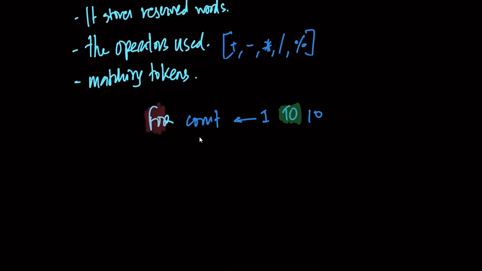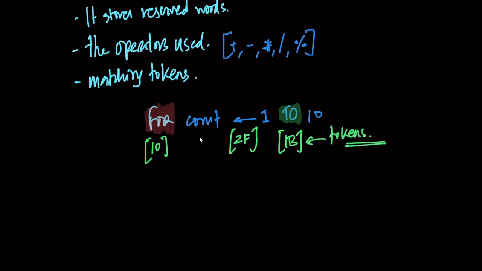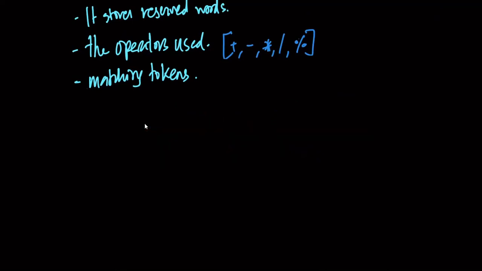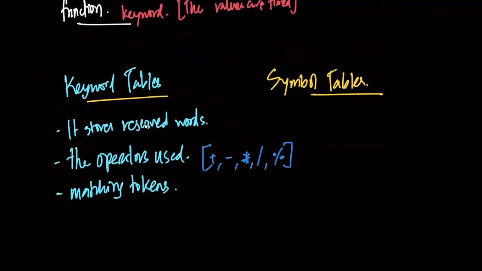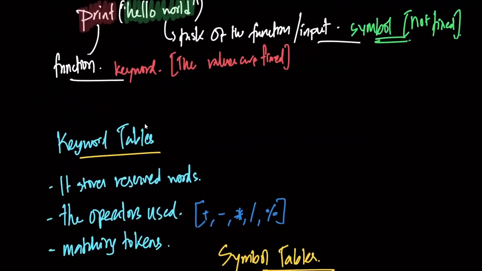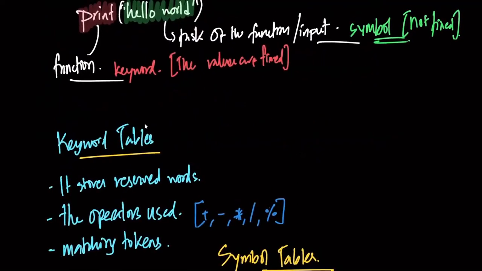So for will have a token. Let's say the token for for is going to be 10. The token for 2 is going to be 1b. Let's say the token for this symbol is going to be 2f, stuff like that. So these numbers are referred to as tokens. Basically, the only task of lexical analysis is to go ahead and perform tokenization. This is the main task of lexical analysis: to perform tokenization.